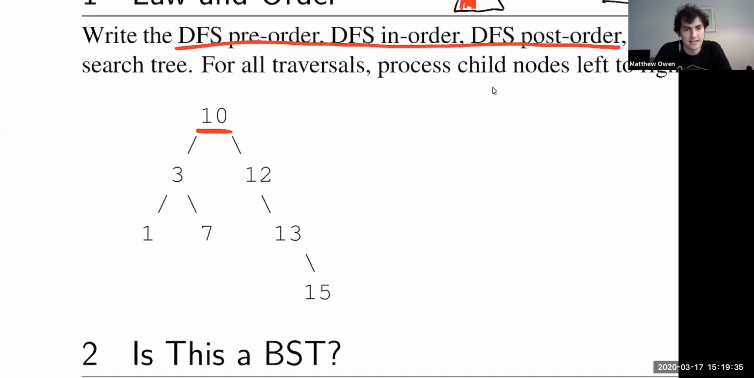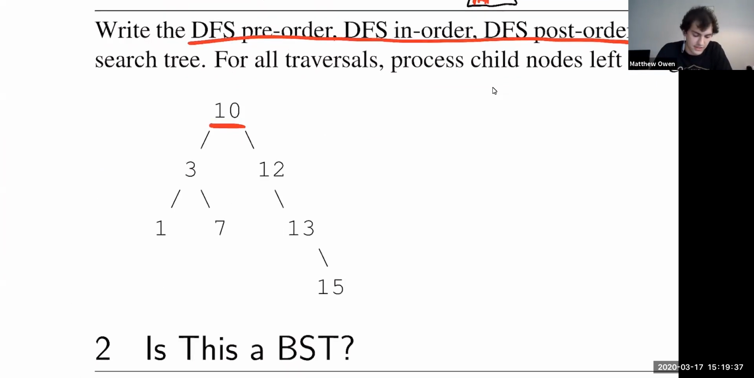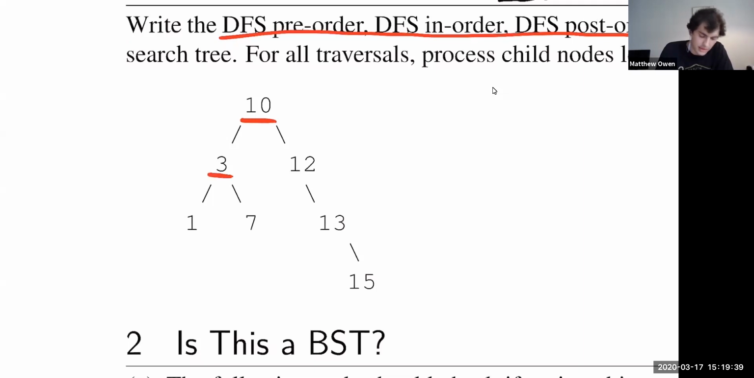So we started at 10. Now we're going to go to the left of 10. What's the left of 10? Okay, now it's 3. From this node, we're going to try and go, again, deeper in this tree, choosing the left child first. So now we're going to go to 1. It's like we're going down the tree, then down the tree. Finally, we get to 1.